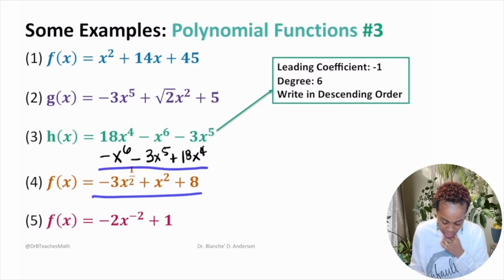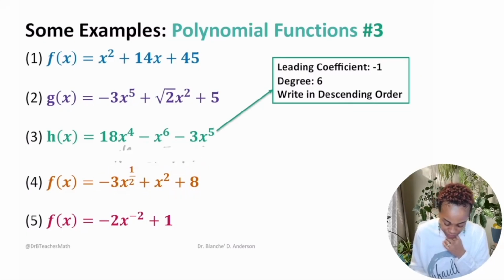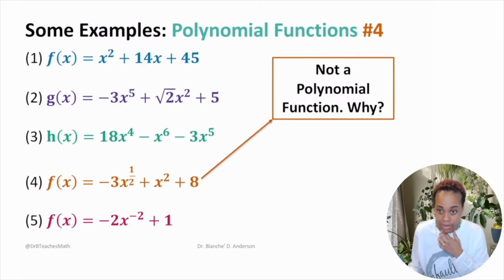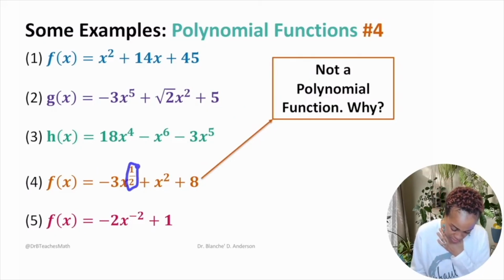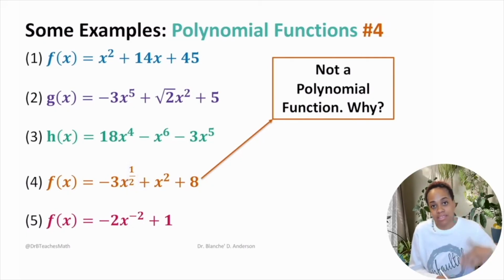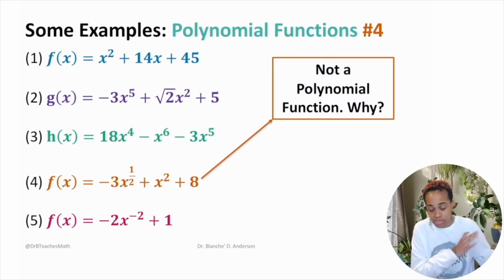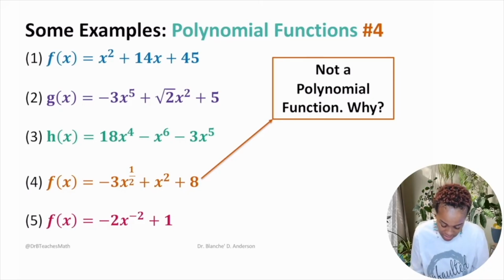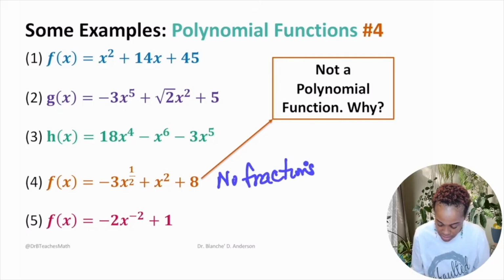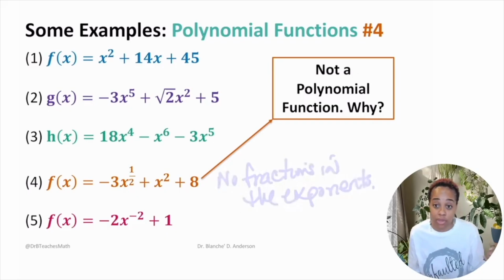Is this a polynomial function? Good, it's not. Why? Why? Because there's a fraction in the exponent. Remember, your exponent has to be non-negative integers. Integers are positive and negative numbers, not the fractions, not the decimals. So that's why this is not. So no fractions, okay? No fractions in the exponents, okay? So that is not a polynomial function, okay?